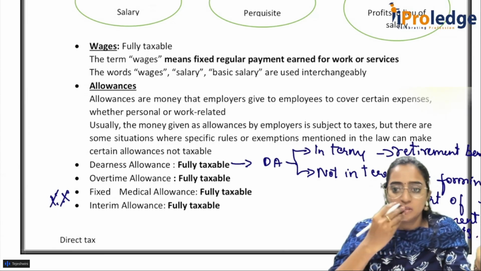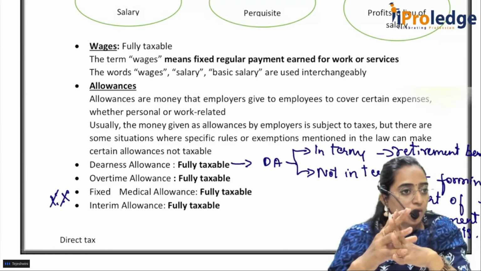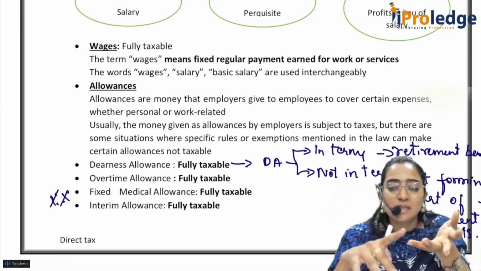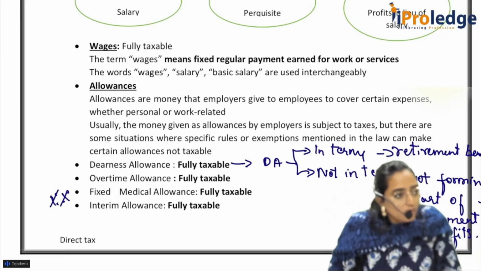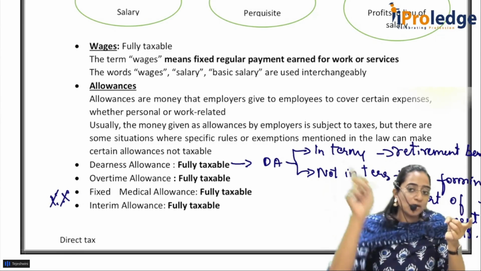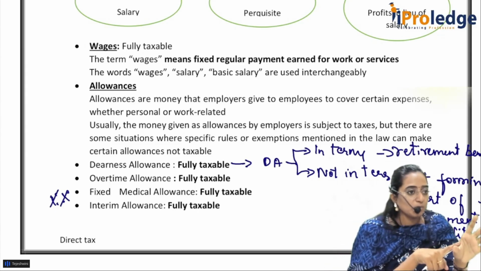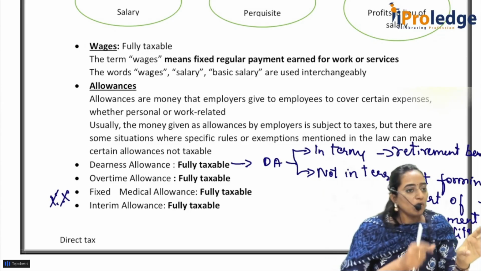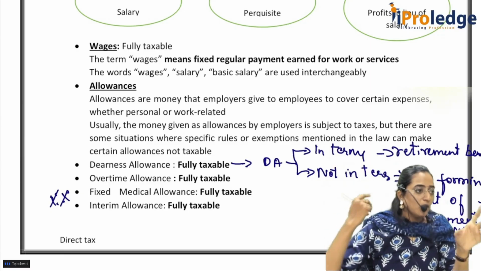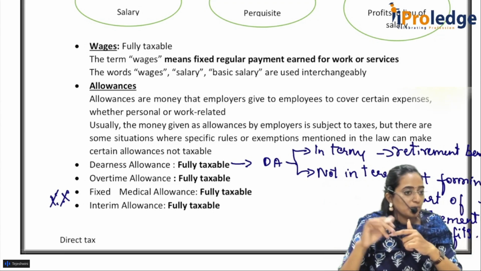Forming part of retirement benefits means, see, whatever the DA you are getting, suppose the DA amount is 6,000 rupees per month. 6,000 multiplied by 12 you will record over there. Whatever DA you are receiving, you will receive the full amount, no problem at all. But a part of that amount, for the calculation, will become part of your retirement benefits. Suppose 6,000 rupees is your DA. When you receive money in your bank account every month, you will receive that 6,000 rupees.